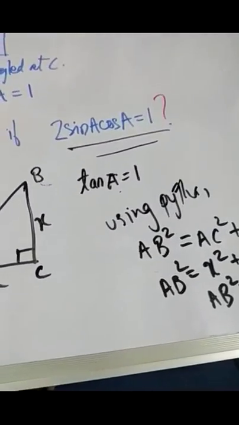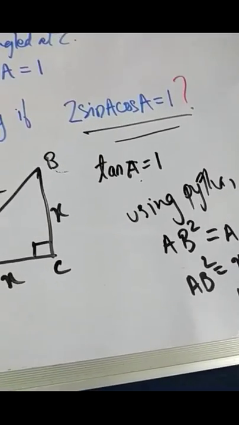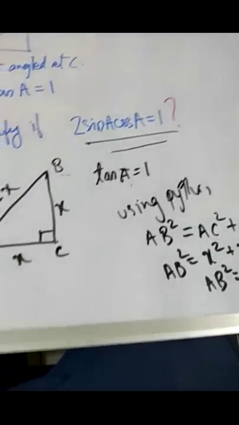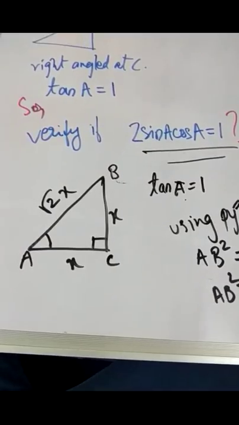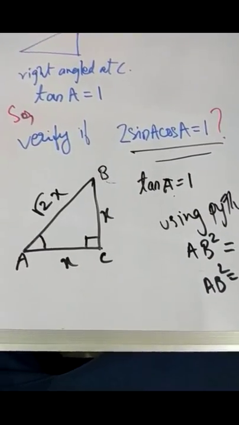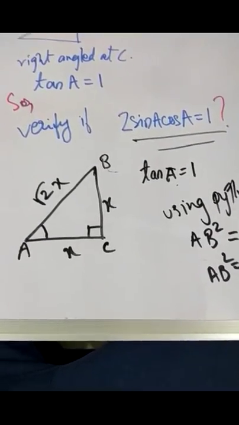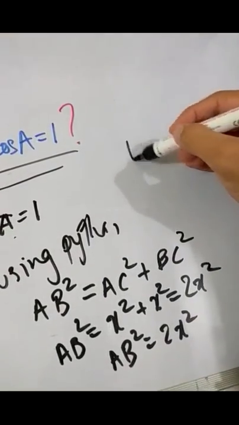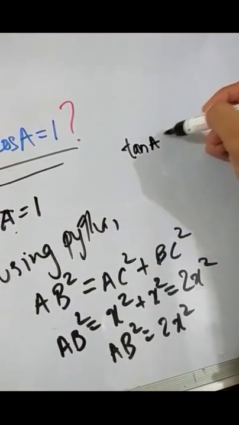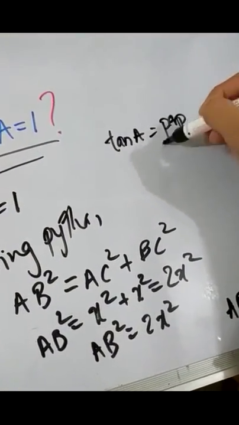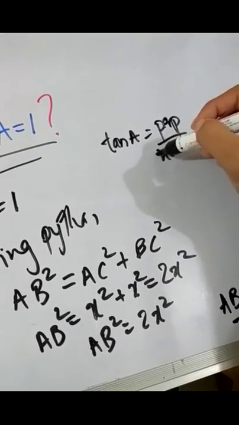So there's the only way to use tan A in the question, and we have actually used it without mentioning it. I'm sorry for that part, that I used tan A equals 1 without mentioning it. Tan A means perpendicular upon base.